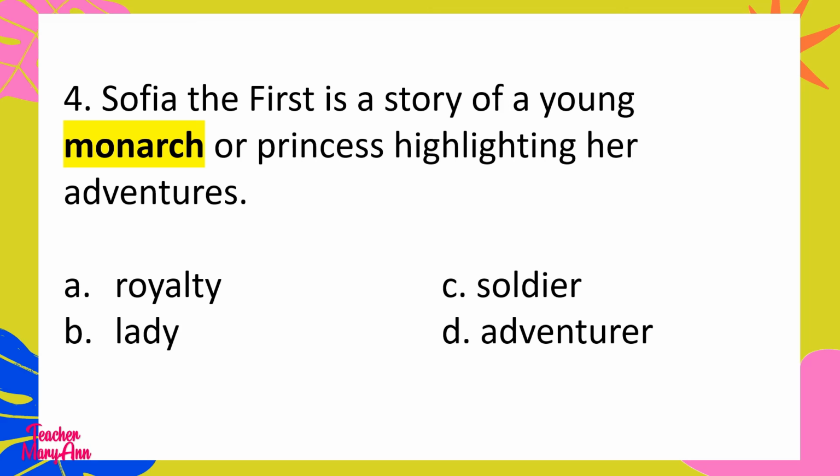Number 4. Sophia the First is a story of a young monarch or princess highlighting her adventures. Monarch means A. Royalty, B. Lady, C. Soldier, D. Adventurer.